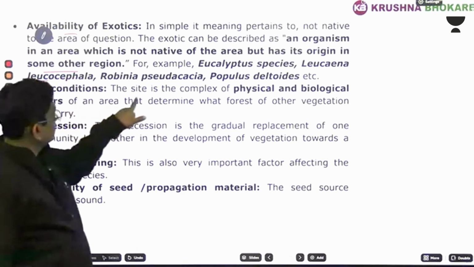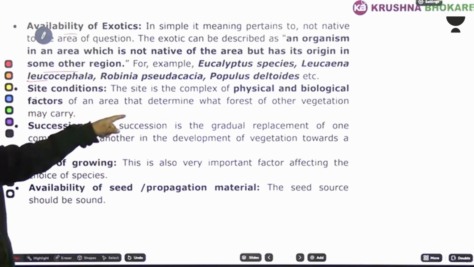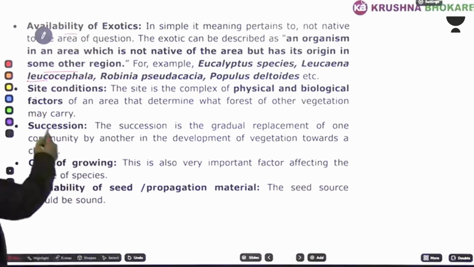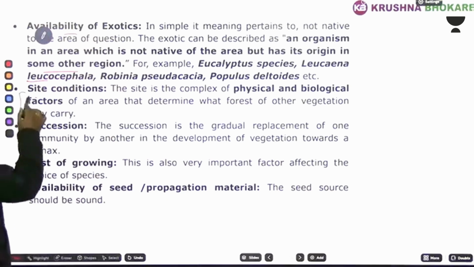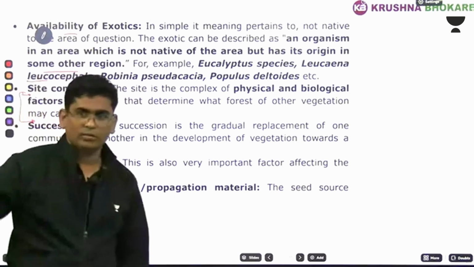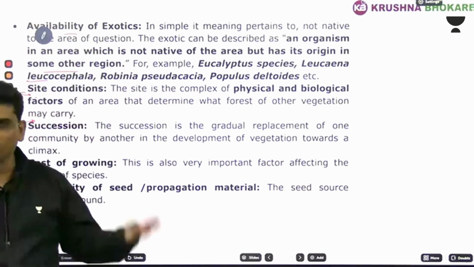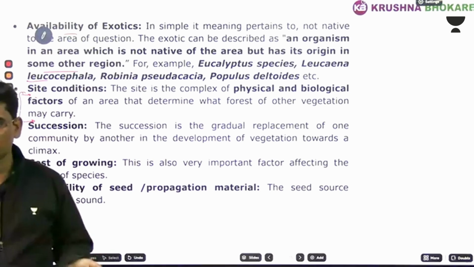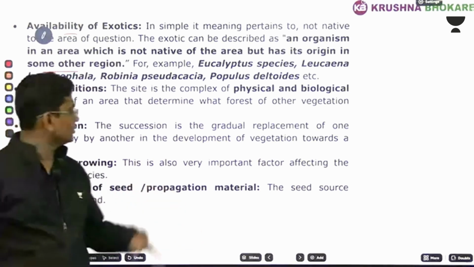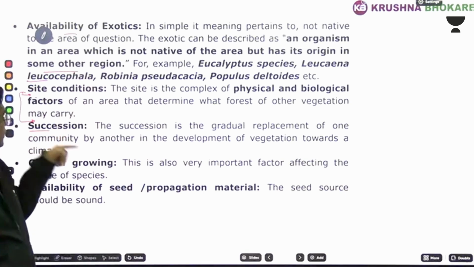Site selection. Site is the complex of physical and biological factors of an area that determine the forest or other vegetation. Site selection means when you are doing plantation, don't do plantation on any other farmer's land. Either that land should be your own or government land, or you should take permission. It's not that you go anywhere and plant saplings, okay. Then succession. Succession is the gradual replacement of one community by another in the development of vegetation toward the climax.